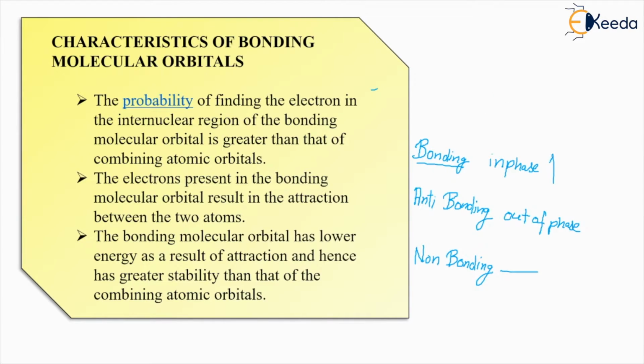In bonding, there is greater stability, lower energy. Over here, you have lower stability, greater energy. So these are like some of the basics of the bonding, anti-bonding, and non-bonding molecular orbit. Now we are seeing the features or the characteristics of the bonding molecular orbit. The probability of finding the electron in the internuclear region of the bonding molecular orbital is greater than that of the combining atoms. Let us draw a bonding one.